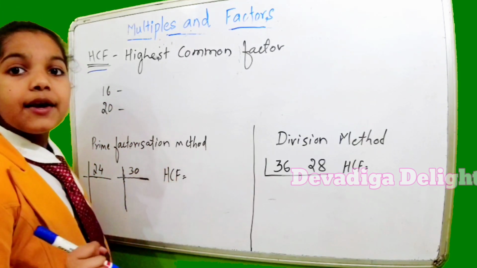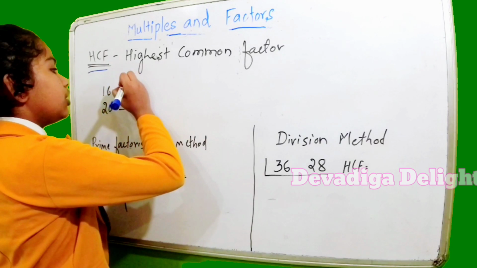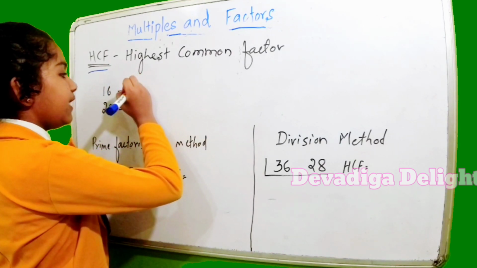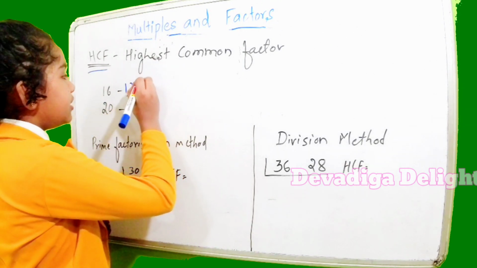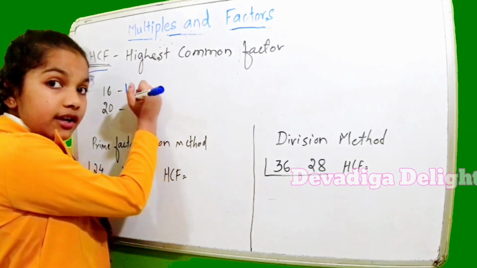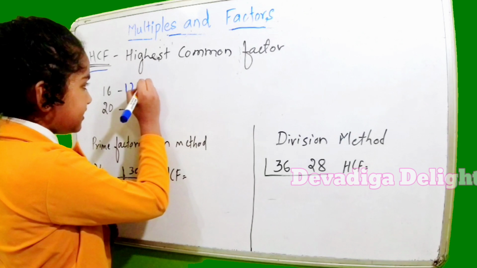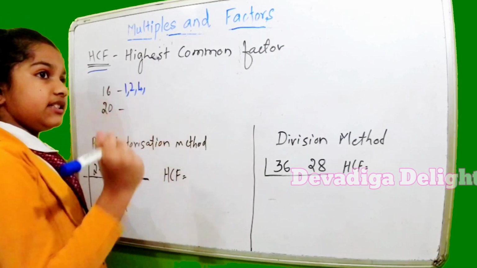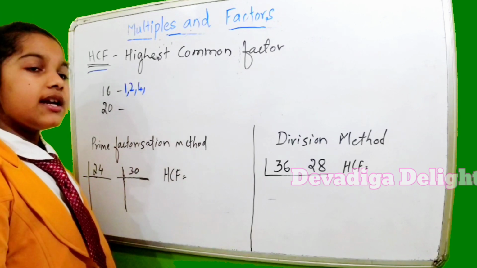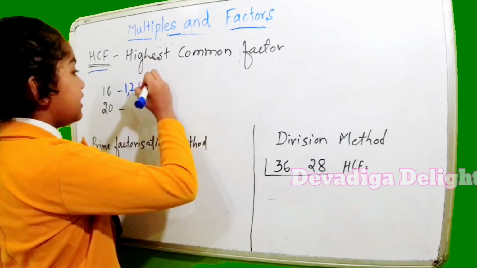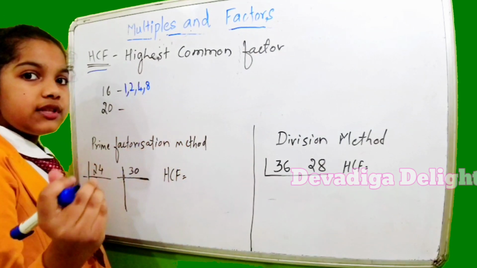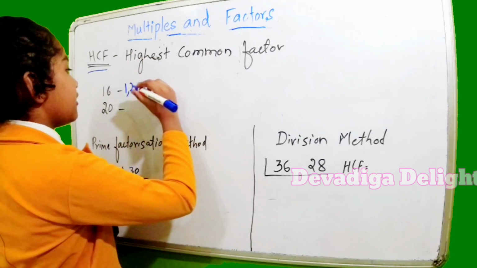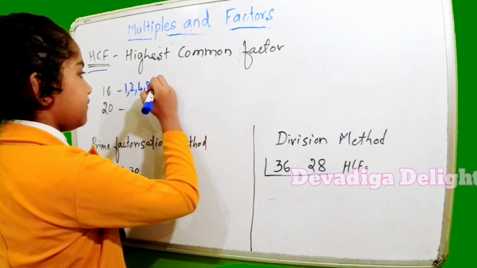Now we will write the factors of 16. 1 divides 16, 2 divides 16, 3 does not divide 16, 4 divides 16, 5 does not divide 16, and 6 and 7 also do not divide 16. But 8 divides 16, as 8 2s is 16. We will stop here and write 16, the number itself.